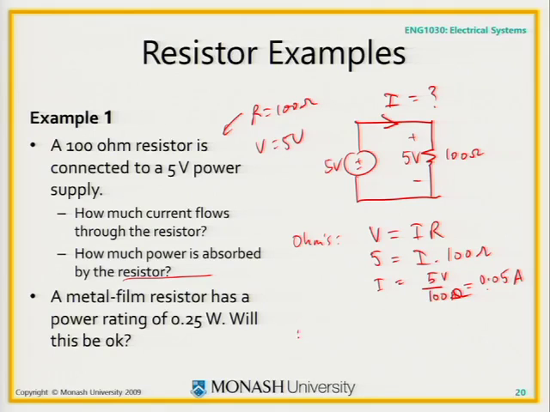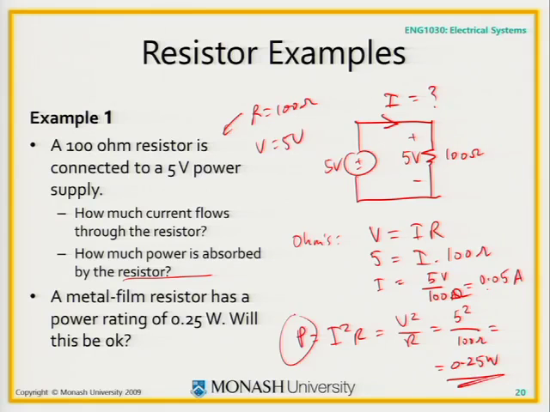So we said power is equal to either I squared R or V squared on R. Probably easier just to use V squared on R because we've got V here. So it's 5 squared over 100 ohms. And the power would be 25 divided by 100, which is equal to 0.25 watts. So this is the amount of power that this resistor is absorbing when we connect a 5 volt source to it.